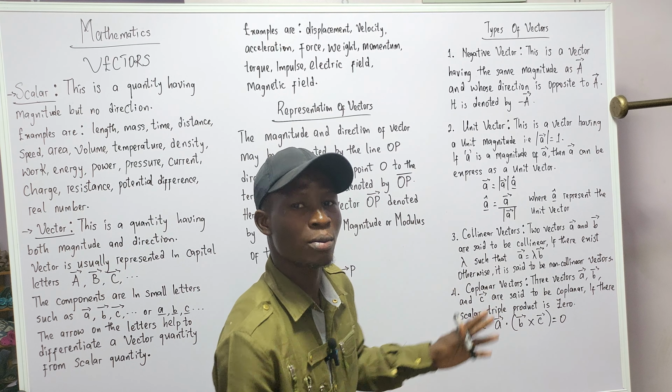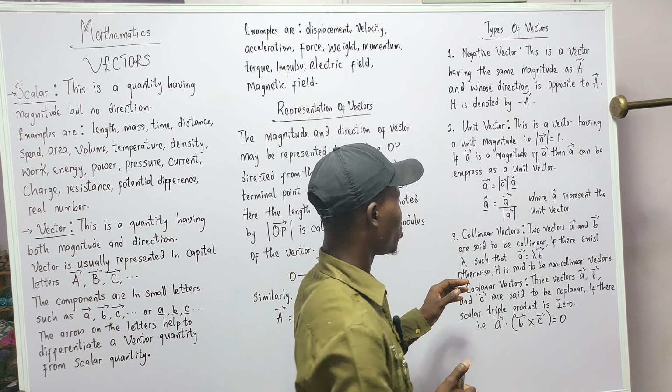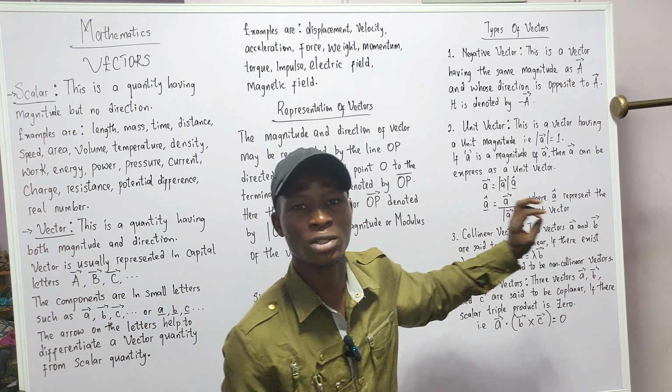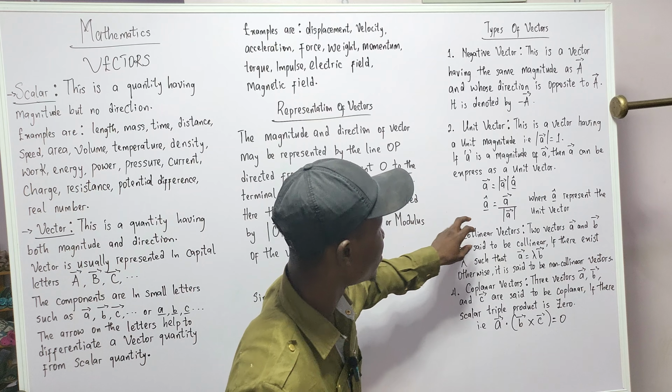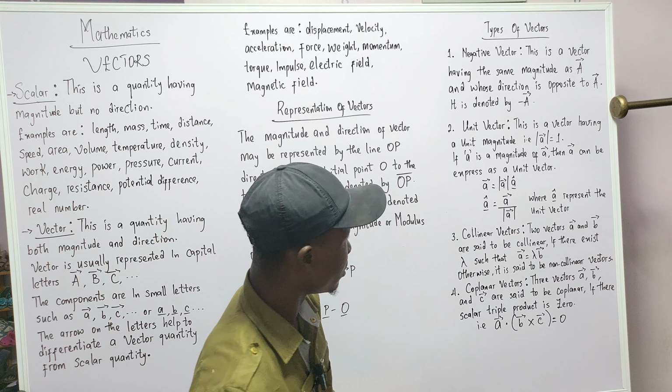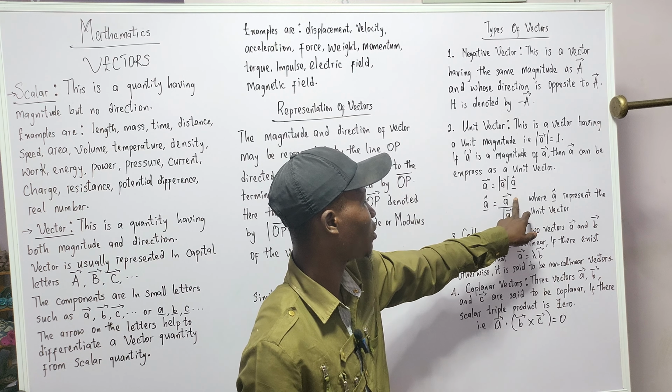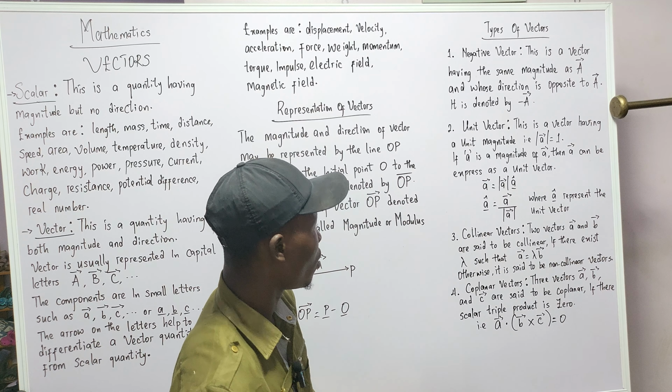Don't worry, we'll be solving examples with it. This is the formula to calculate a unit vector, so put it offhand. The unit vector of A is equal to vector A over the magnitude of that vector.